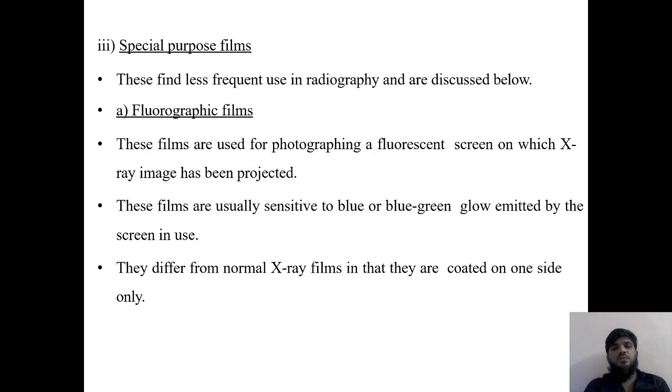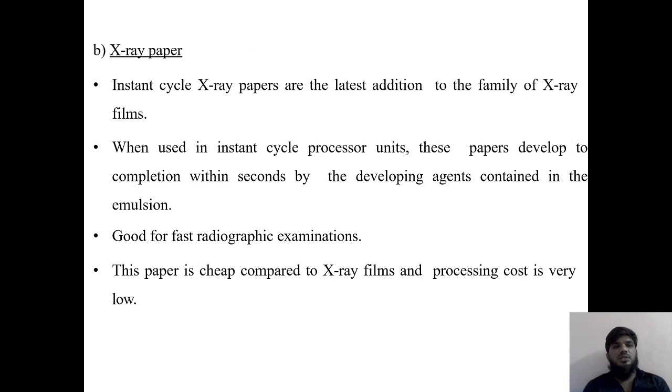These films are used in photography, for which I have given the example of the fluorescent screen on X-rays. These films are usually sensitive to the blue or blue-green glow emitted by the screen. You might have seen that under some special glasses we are able to see these images. X-ray paper, instant cycle X-ray paper, are the latest addition to X-ray film. When used in an instant cycle processing unit, this paper develops the image like your litmus paper.